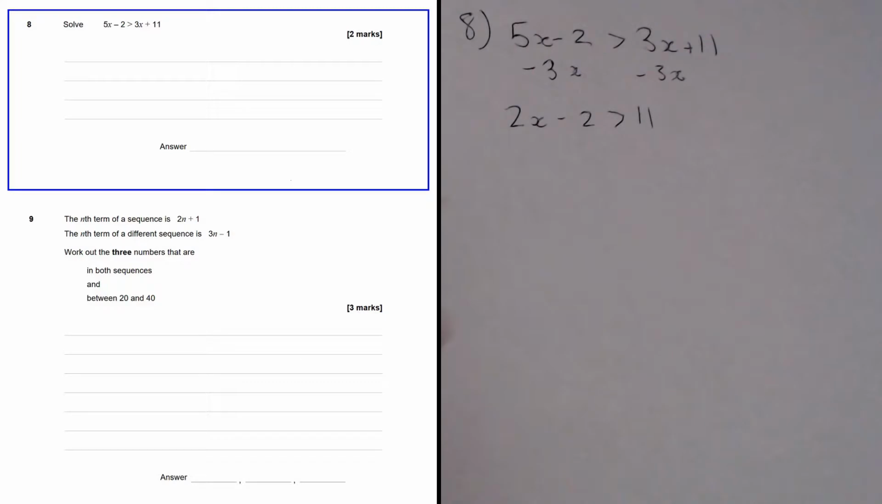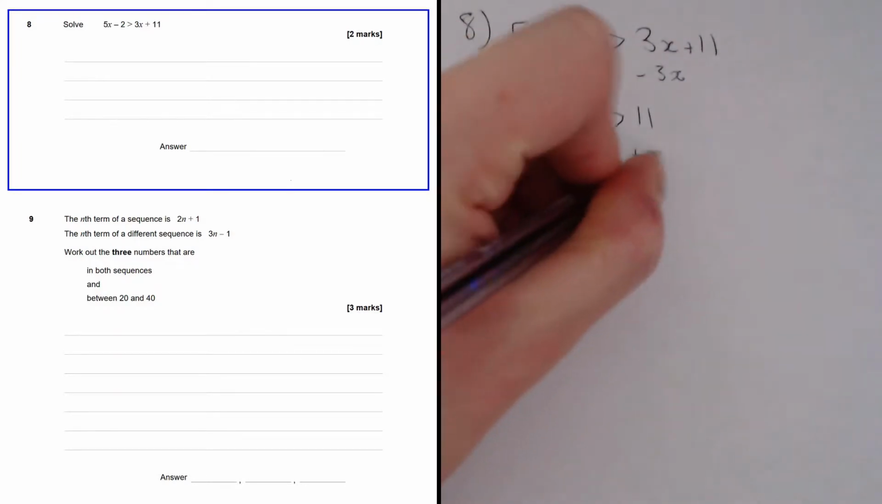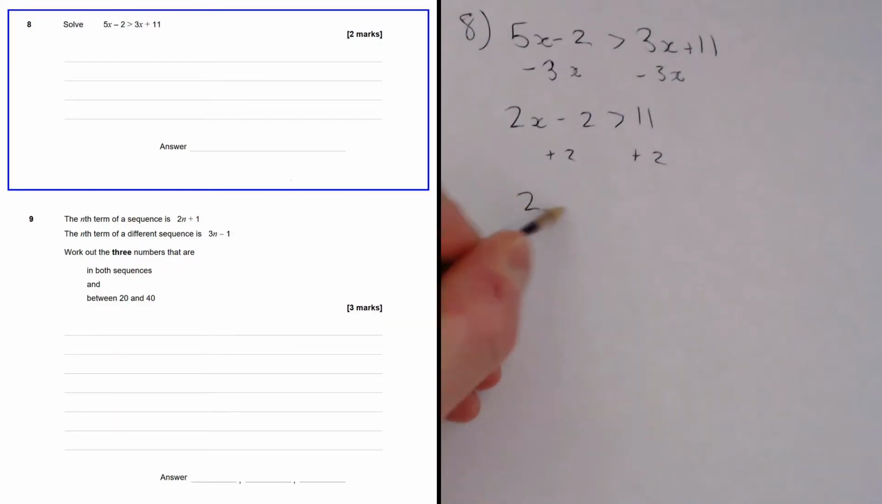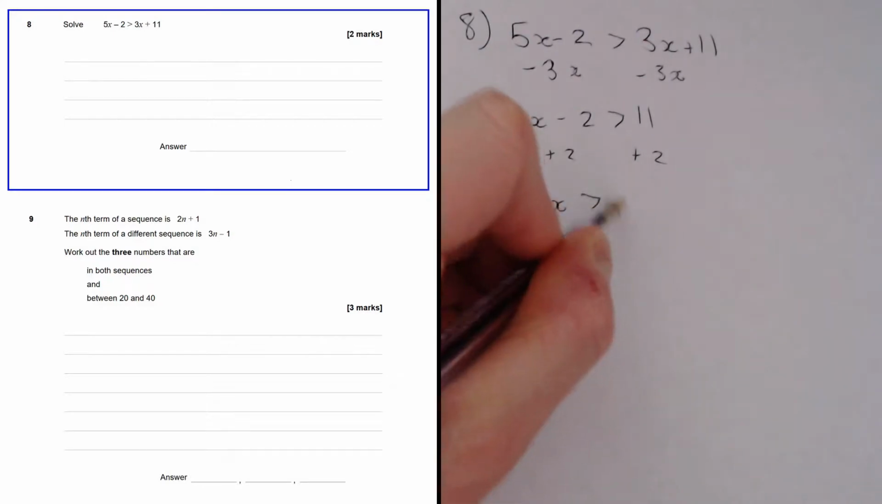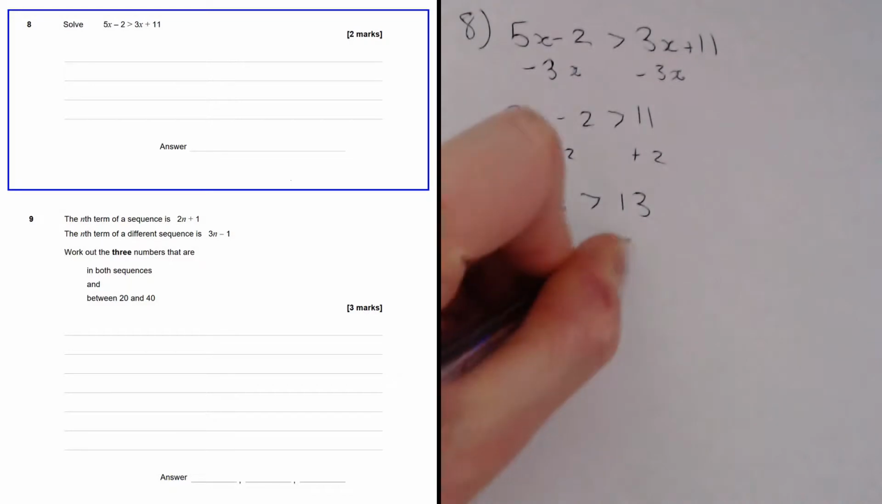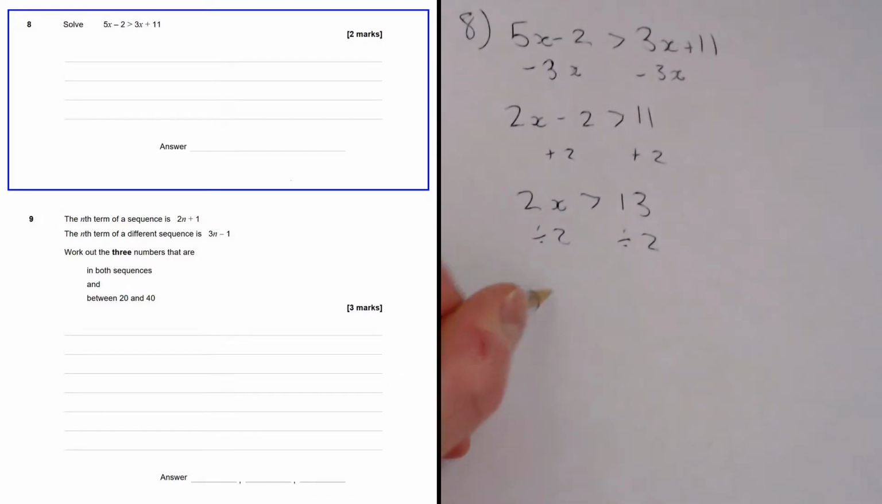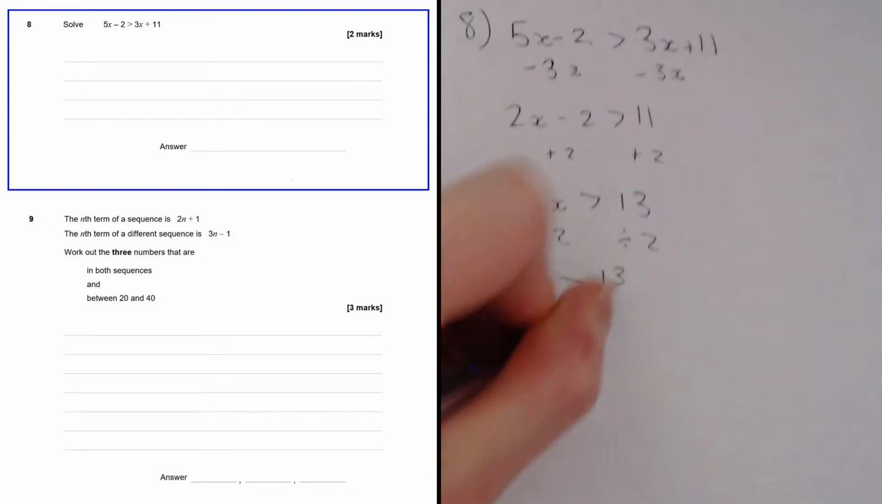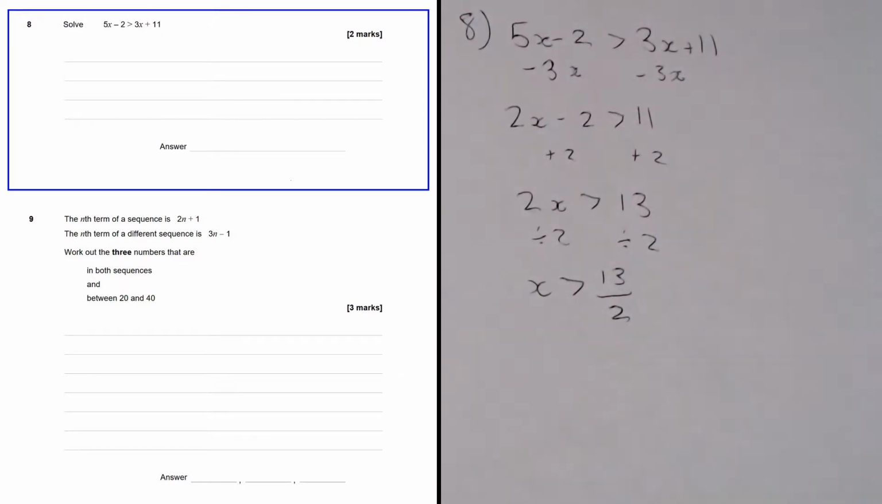And now we could add 2 to both sides of this inequality. So we're going to get 2x is greater than 13. And now we've got the x's all on one side. To finish this off, all we need to do is divide both sides by 2. So if we divide both sides by 2, we're going to get that x is greater than 13 divided by 2, or 6.5. And that is our answer.